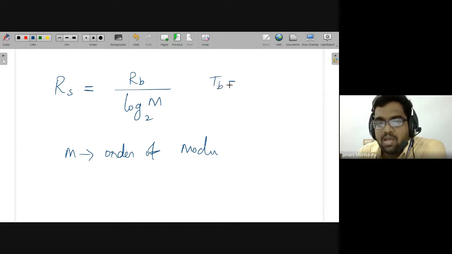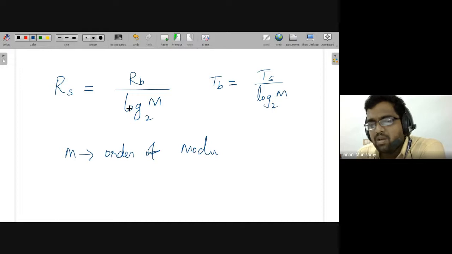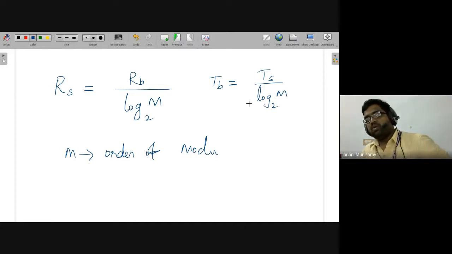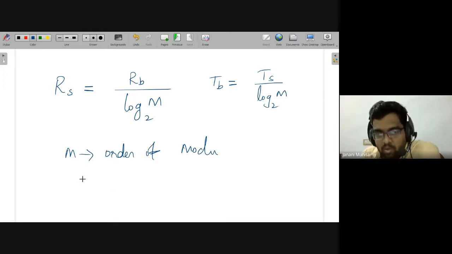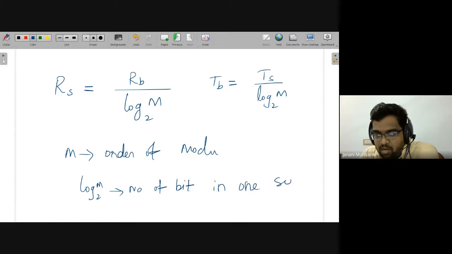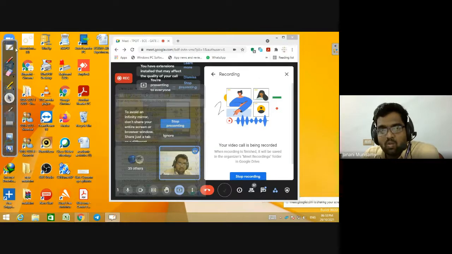In the same manner, you can also define the bit duration. TB is equal to TS divided by log base 2 M. Where, what is log 2 M indicating? Log 2 M at any point of time is indicating how many bits are there in one symbol. This is the indication of the number of bits in one symbol.